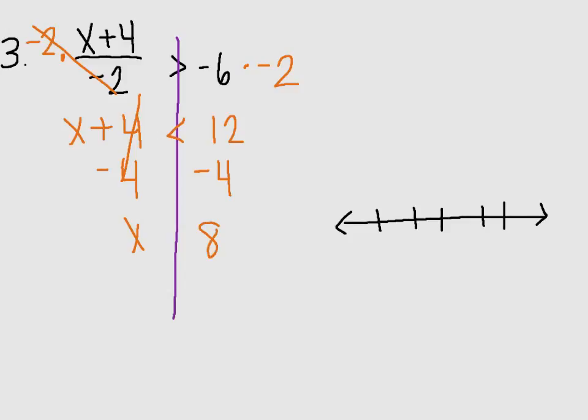I ask myself, did I add or multiply or divide by a negative number? No, I subtracted 4, so my sign stays the same. I now put my number that I got in the middle, which was 8.